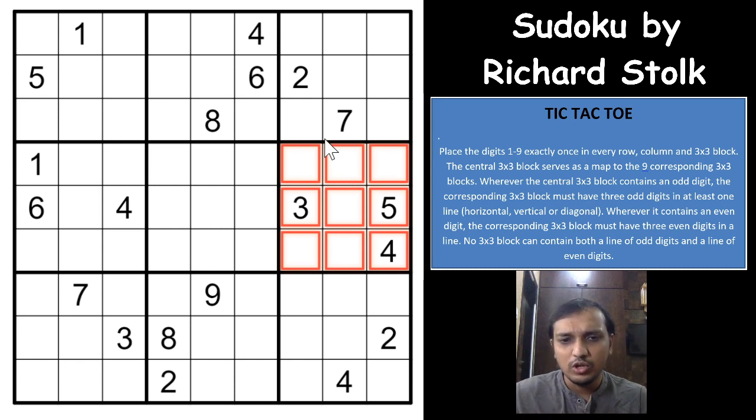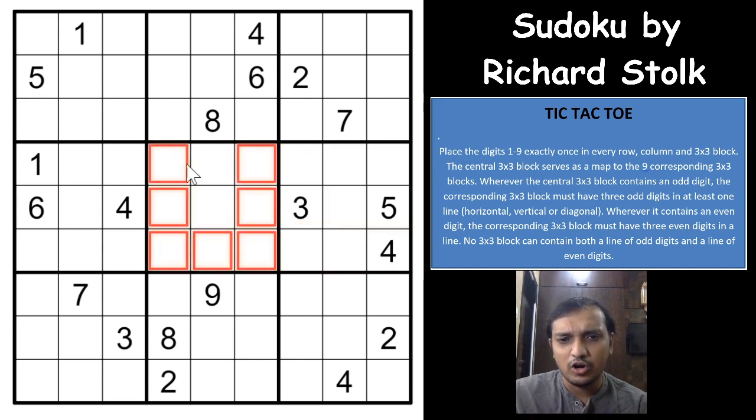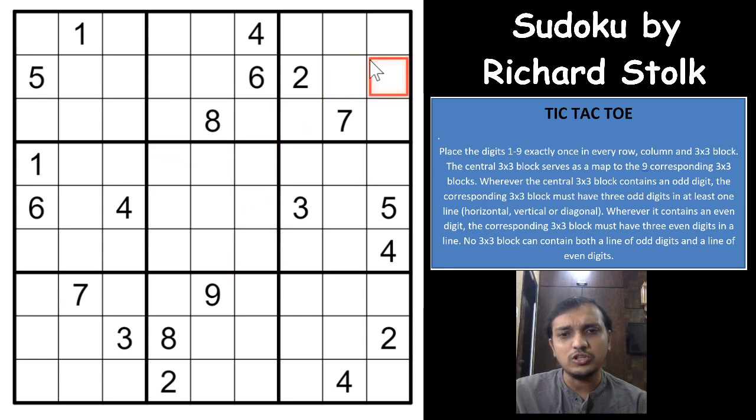A few very important things here. The first important thing is that whenever you have an even digit in the middle box, the corresponding 3 into 3 box will always have an even digit in the center cell.